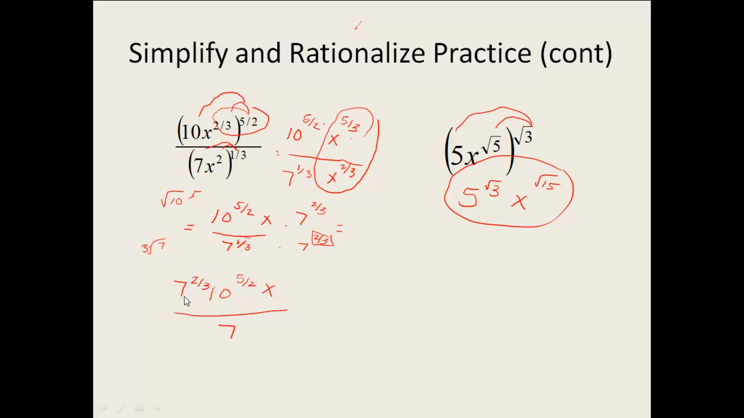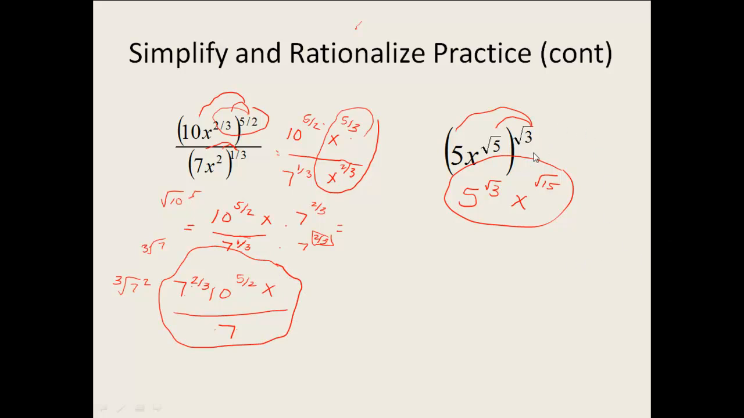Now, a couple things I need to point out here. These 7s do not cancel out because they are not the same type of thing. 7 to the 2/3 is really the cubed root of 7 squared. Well, cubed root of 7 is not the same thing as a regular 7, so they do not get to cancel out. This one is all we're going to do for that.